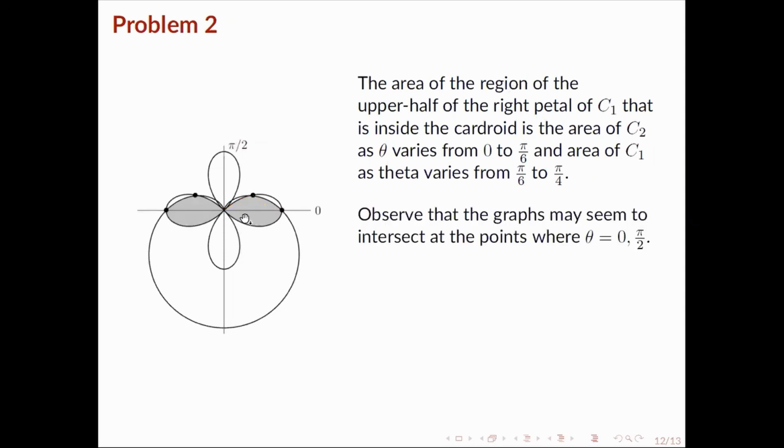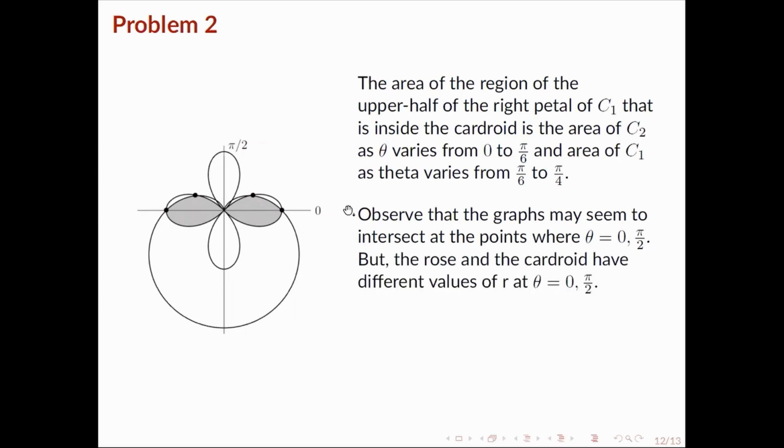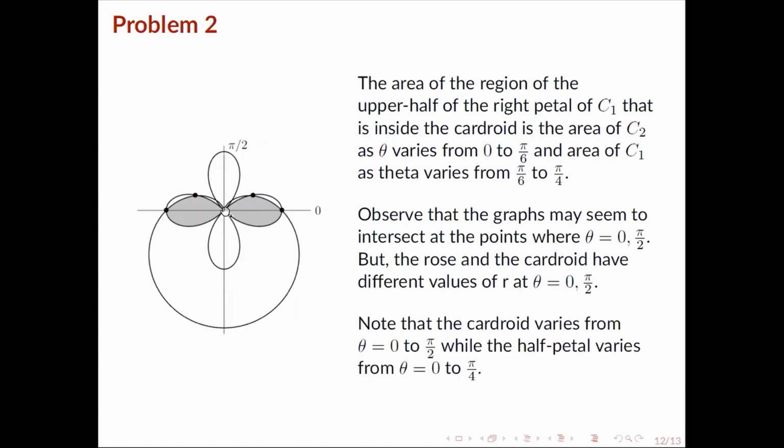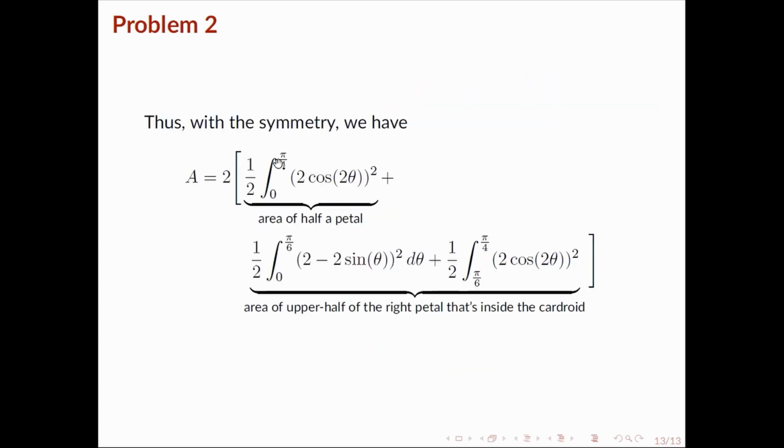Observe that the graphs may seem to intersect at the points where theta equals 0 or pi over 2. However, the rose and the cardioid have different values of r at theta equals 0 and pi over 2. Note that the cardioid varies from theta equals 0 to pi over 2, while the half petal varies from 0 to pi over 4. So to get the other half of a petal, we can just use the curve of C sub 1 from theta equals 0 to theta equals pi over 4.